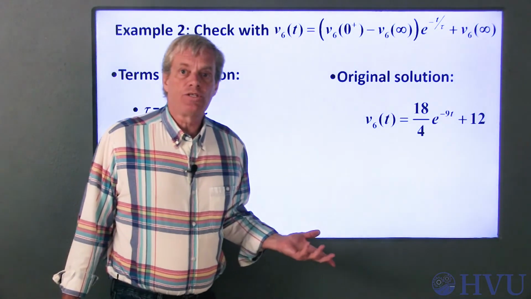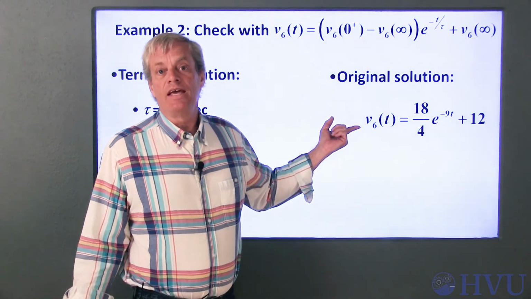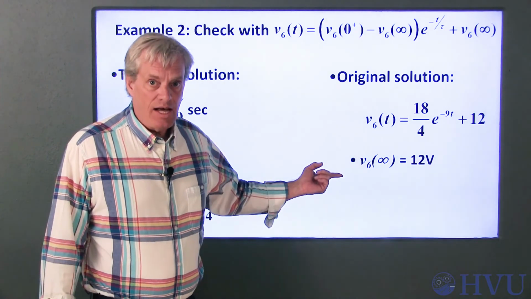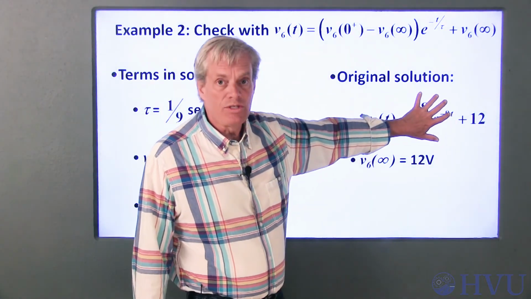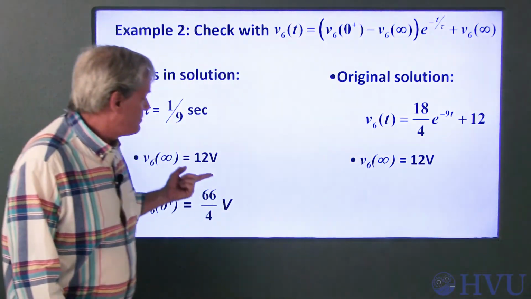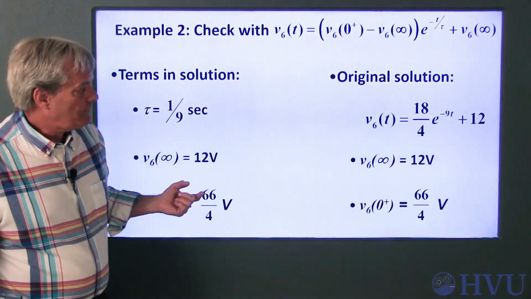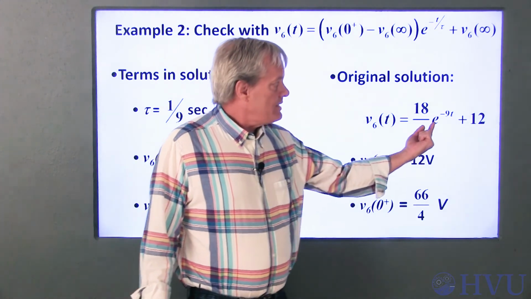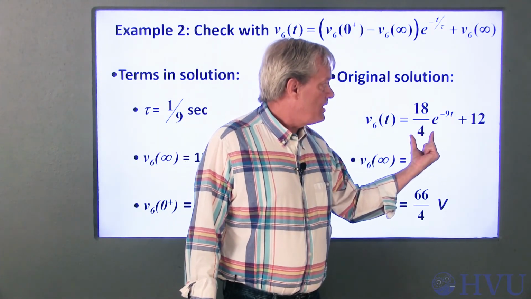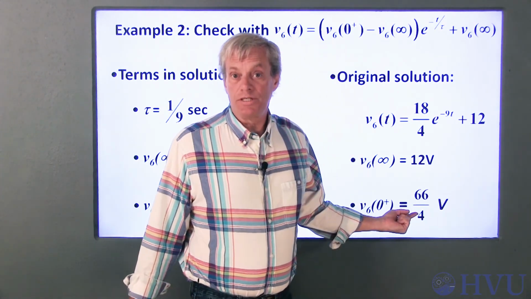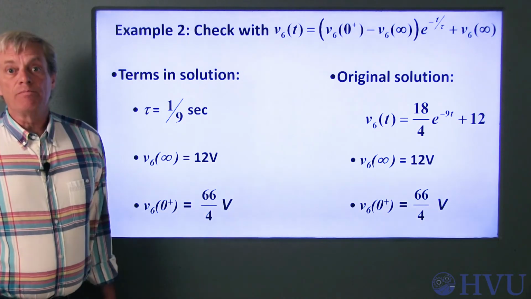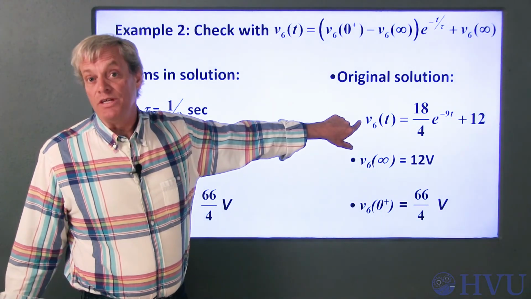This is the original solution of V6 of t we obtained from the inductor current. If I evaluate this equation as time goes to infinity, this term goes to 0 and V6 of infinity is equal to 12 volts, which agrees with our previous result. At t equals 0 plus, e to the minus 9t becomes 1, and this term becomes 18 over 4 plus 12, which is 66 over 4 volts. Since the two approaches agree, we can be pretty confident that this solution is correct.